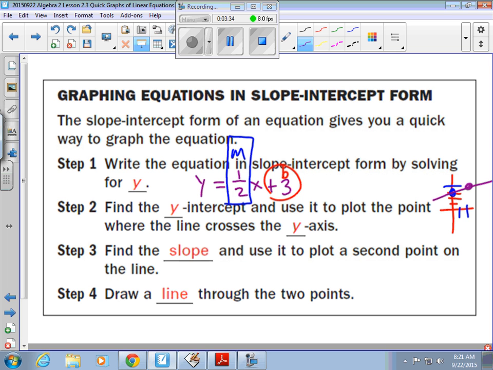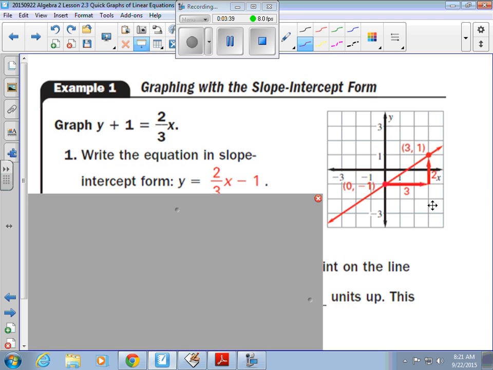Okay. So here's example number 1. Graph in slope-intercept form. Y plus 1 equals 2/3 x. It doesn't say y equals mx plus b. We got to get y by itself. So the first step is to write the equation in slope-intercept form.